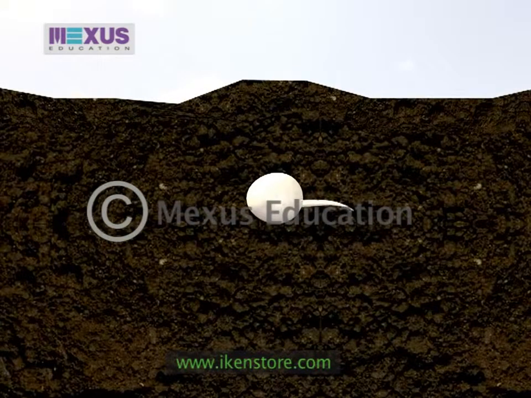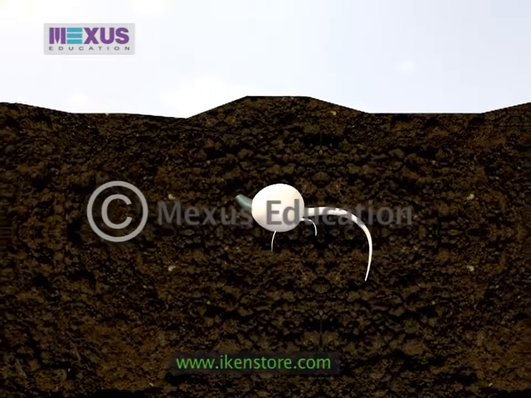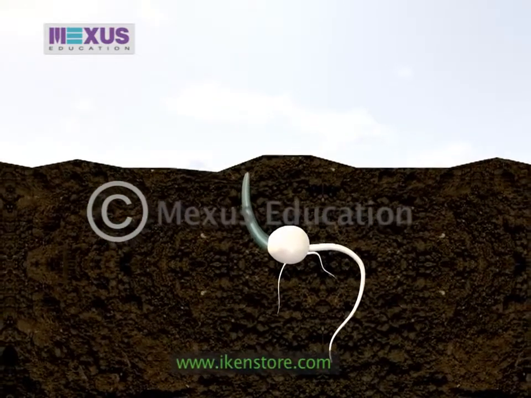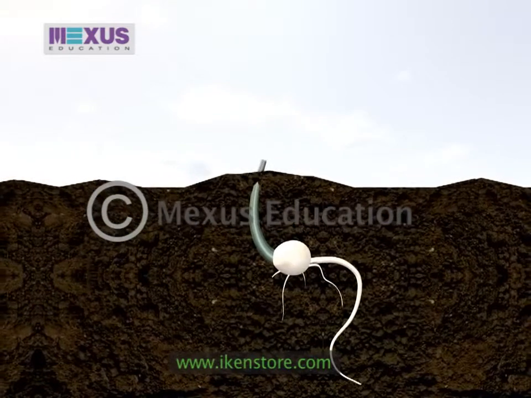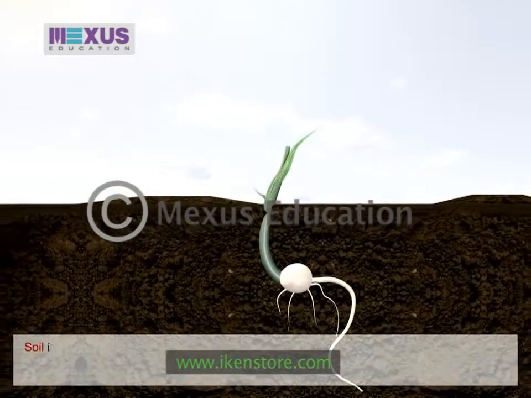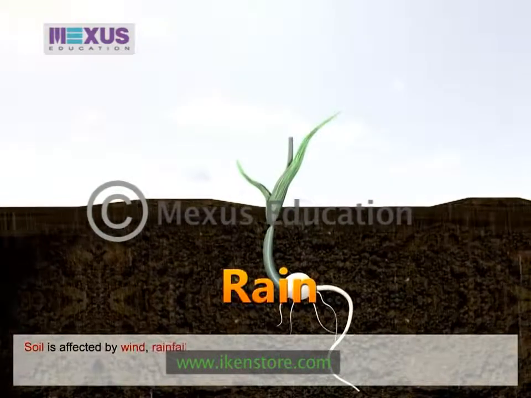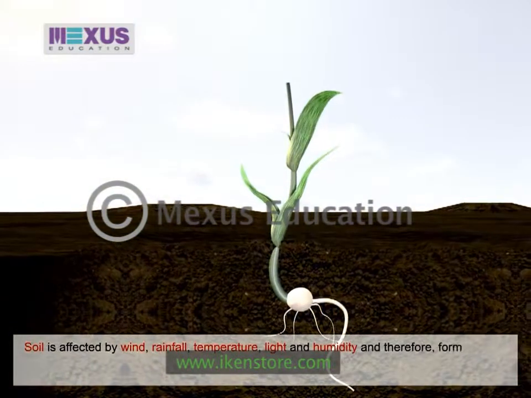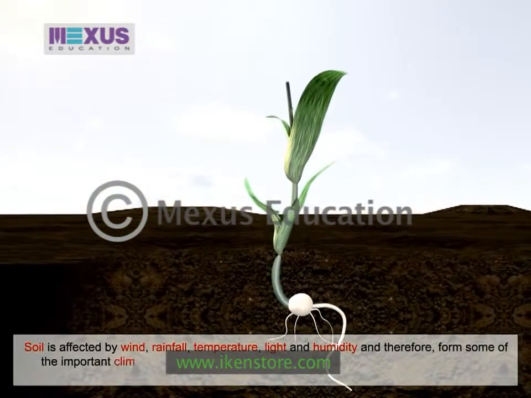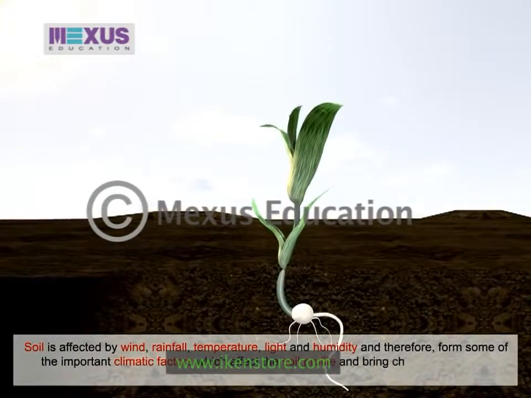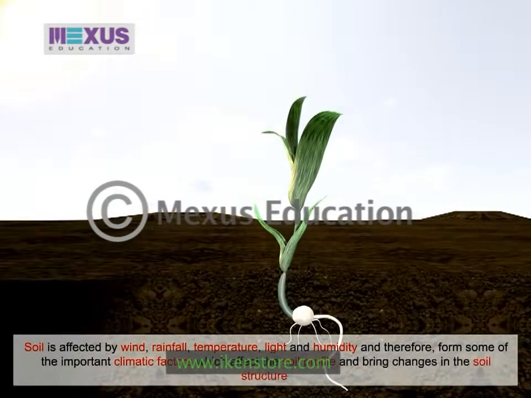Different types of soils are found in different parts of India. In some parts there is clayey soil, in some parts there is loamy soil, while in some other parts there is sandy soil. Soil is affected by wind, rainfall, temperature, light and humidity. These are some important climatic factors which affect the soil profile and bring changes in the soil structure.